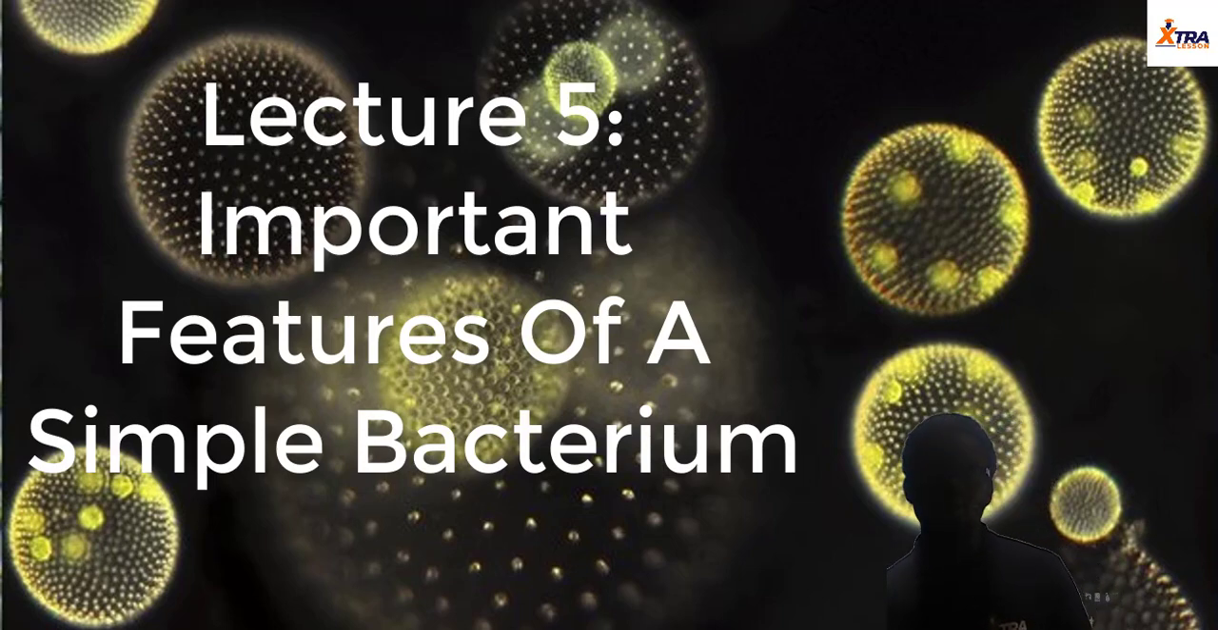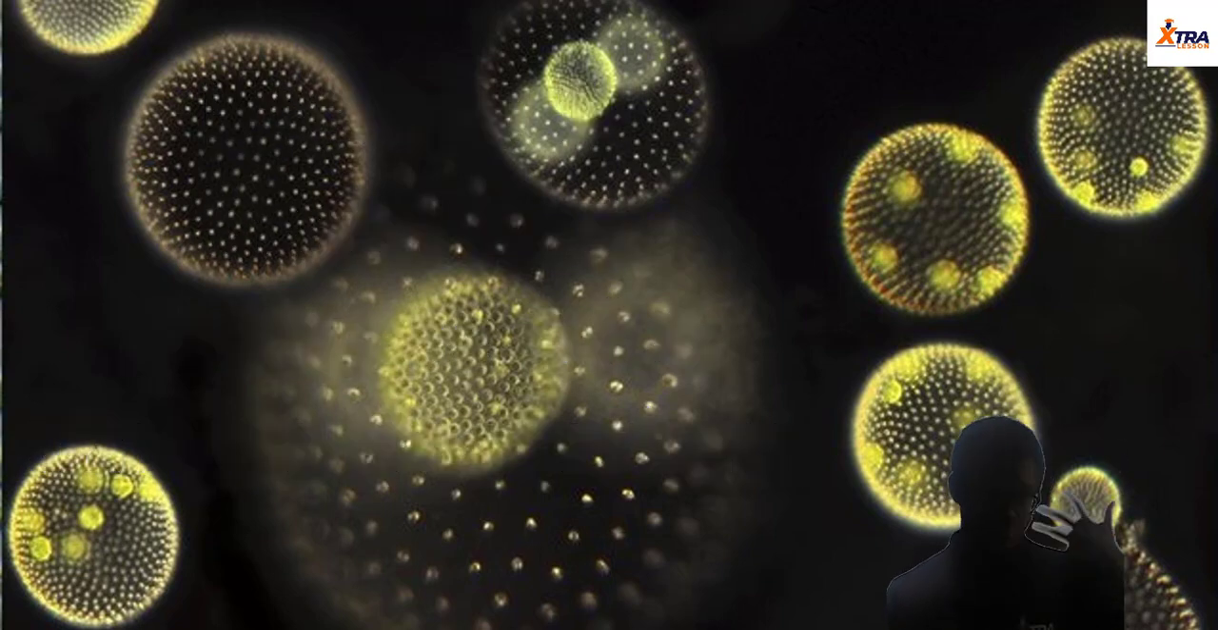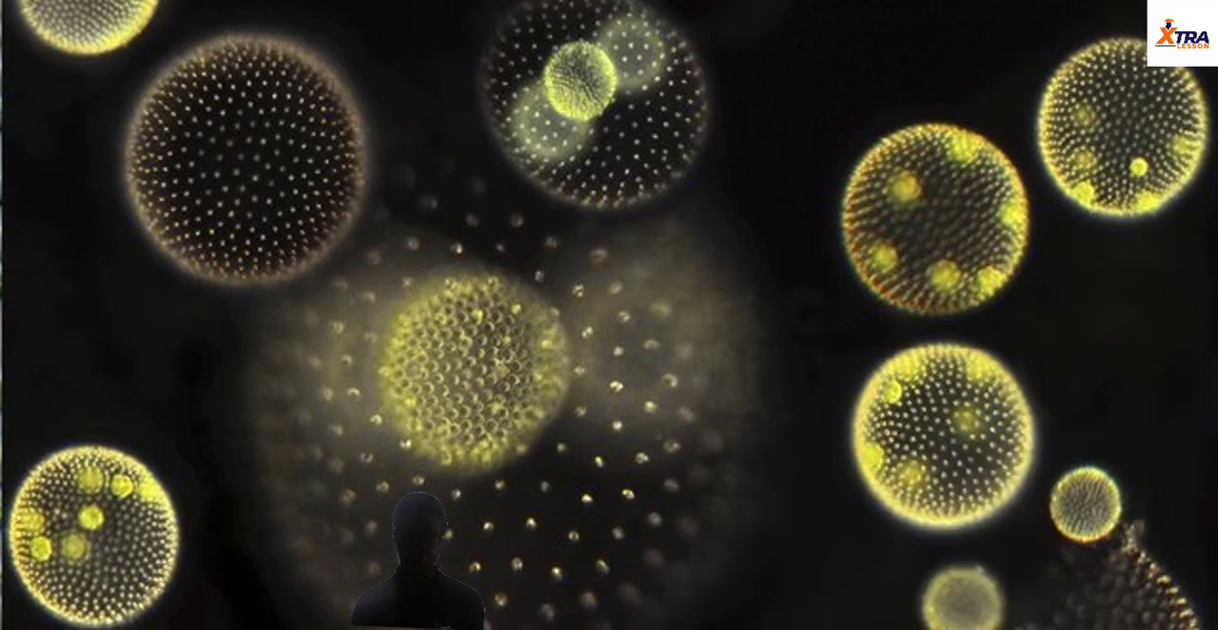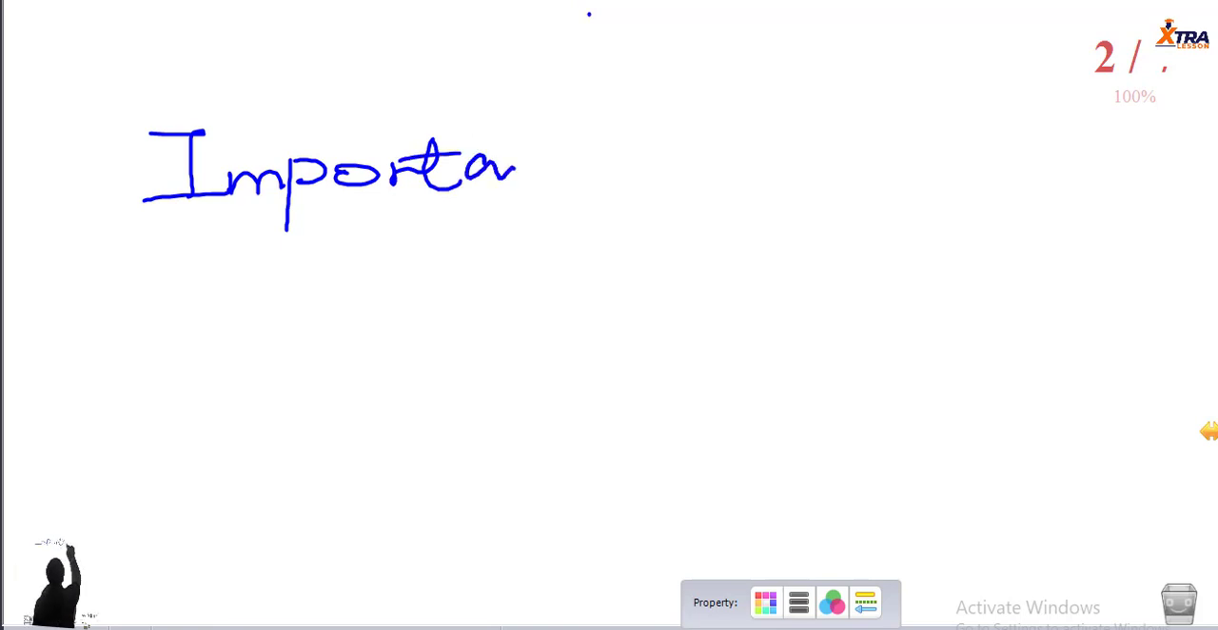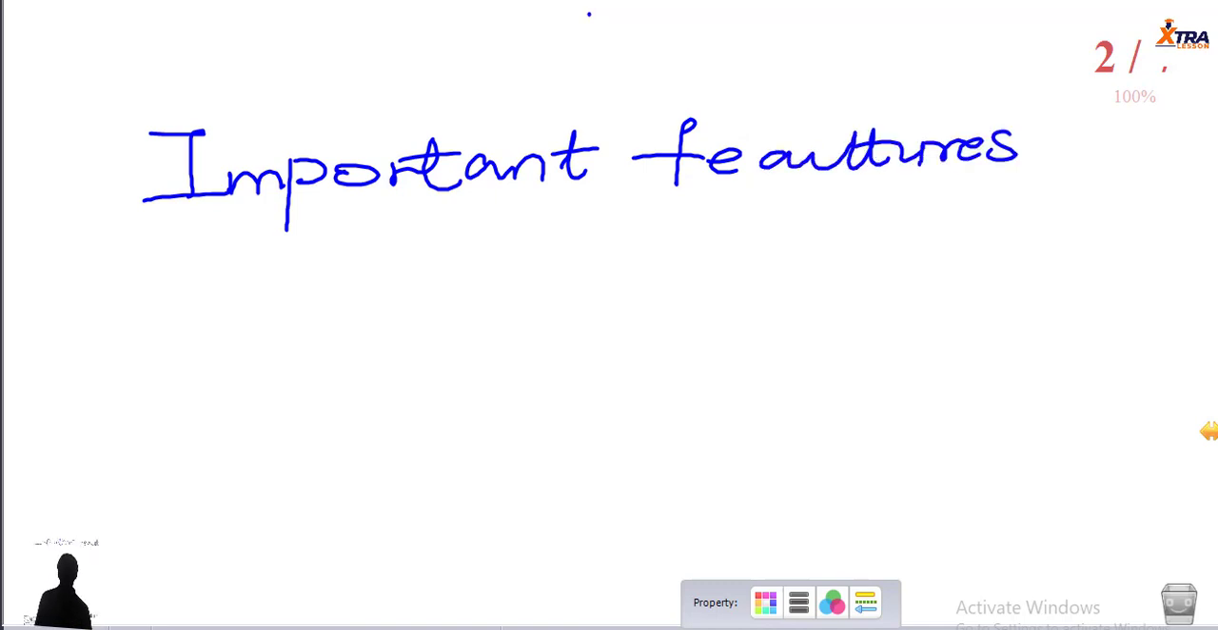So in the last class we looked at the anatomy of a simple bacterium and had an overview. We looked at the diagram, we highlighted some key areas, and we mentioned some things. I just want to do a form of consolidation. Based on what we saw in the last class, there are some important features of a simple bacterium you need to be conversant with as a student of biology, or let's say an intending microbiologist.